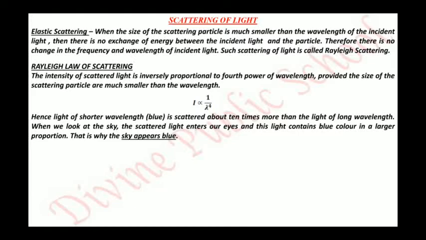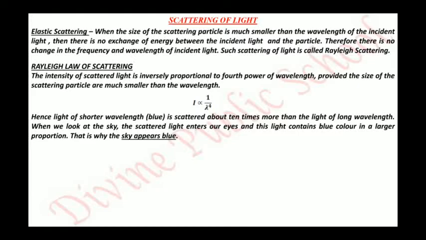And when we look at the sky, the scattered light enters our eye, and this light contains blue color in a larger proportion, and this is why the sky appears blue. There may be one question in a board examination on the basis of scattering of light: why the sky appears blue. So this is the answer.